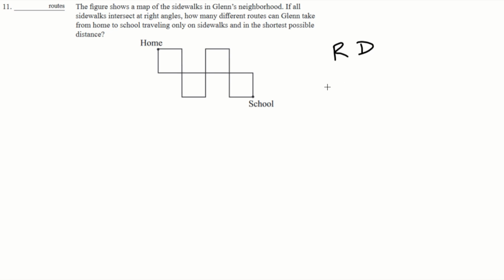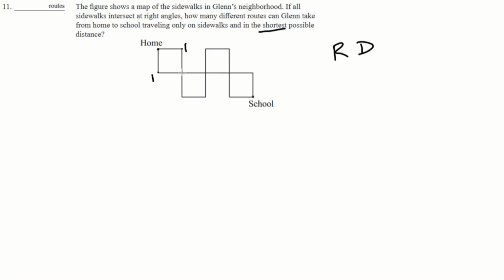Now, we have to calculate how many ways there are to get to this point, school. So let's figure out how many ways there are to get to each point in this map. So he'll start from home. How many ways are there to get to this corner? Well, that's only one way, because he has to go right. If he decides to go right and then left and then right, that is increasing the distance from home to school unnecessarily, and we want the shortest possible distance. So there's only one way to get to this point. Similarly, there's only one way to get to this point, and that's by going down.